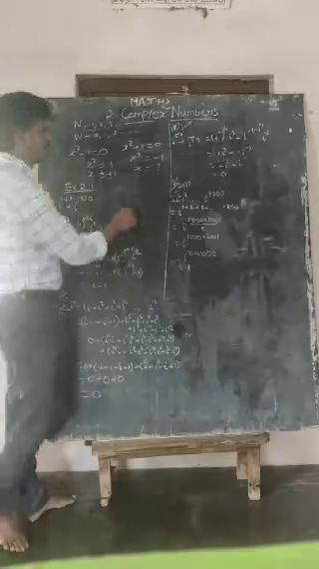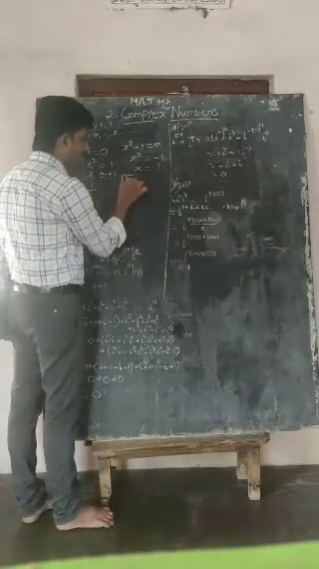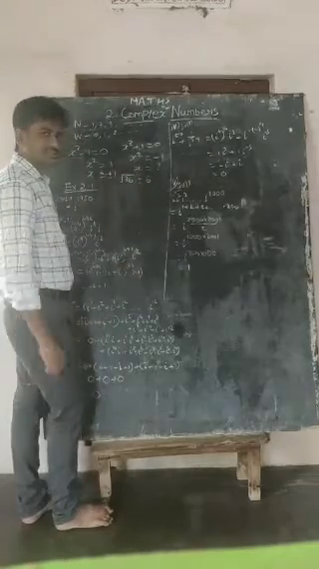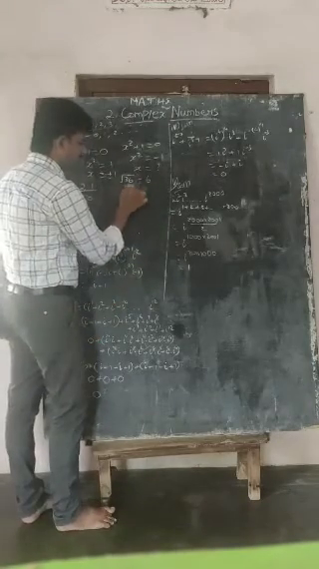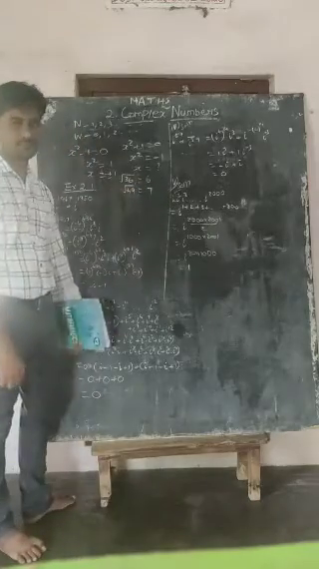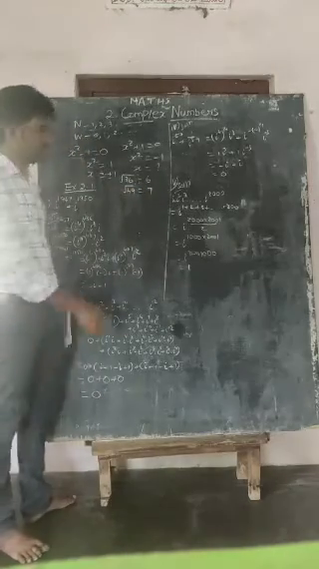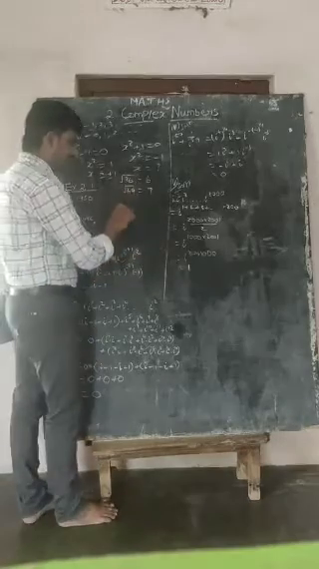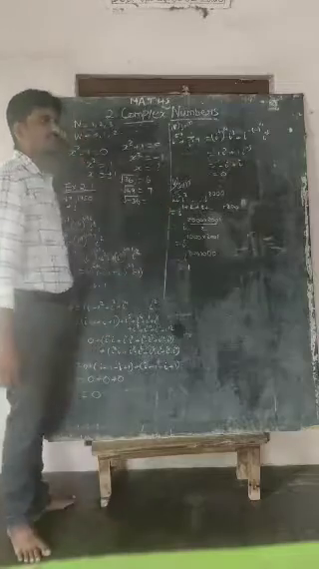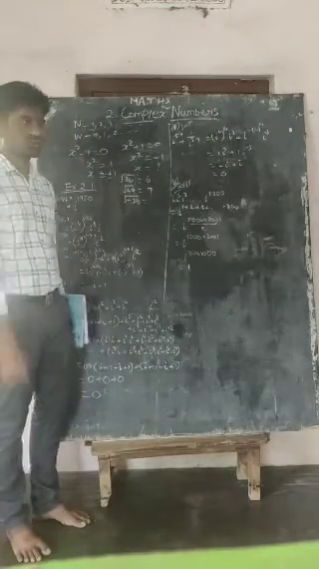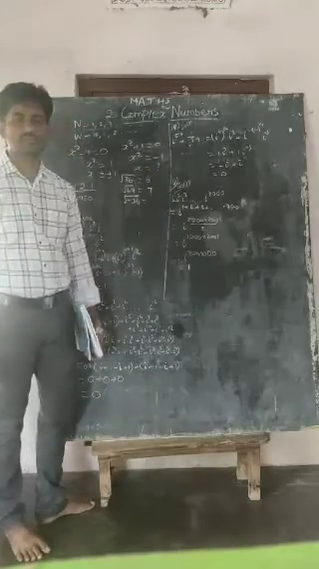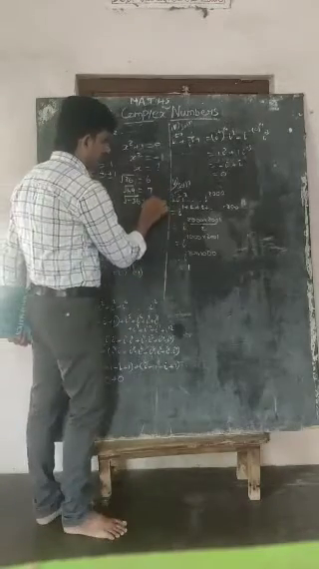Another example: what is the value of root 36? We know that root 36 is equal to 6. And what is the square root of 49? We know that the value is 7. In the same way, what is the value of the square root of minus 36? When negative values come inside the square root, what will the value be? That kind of number is called a complex number.